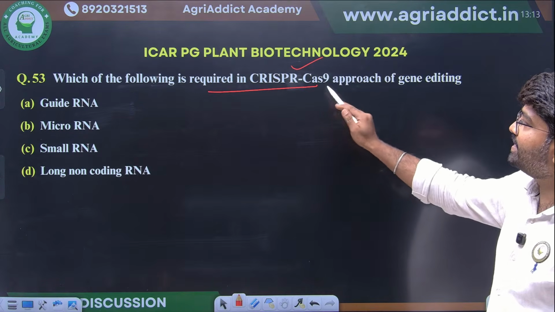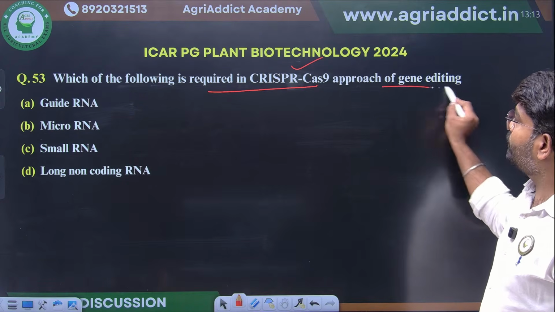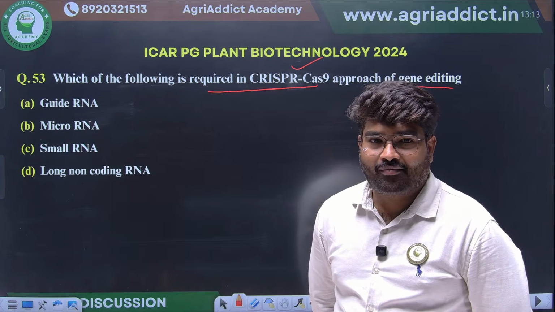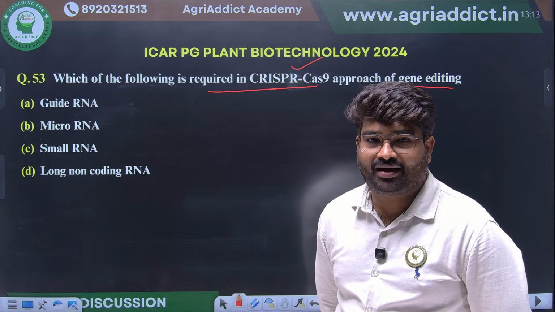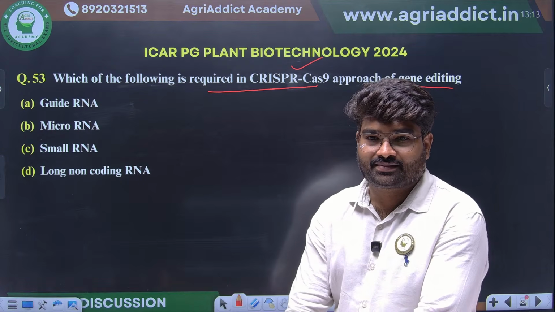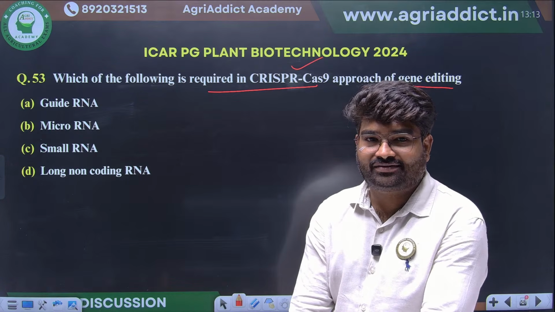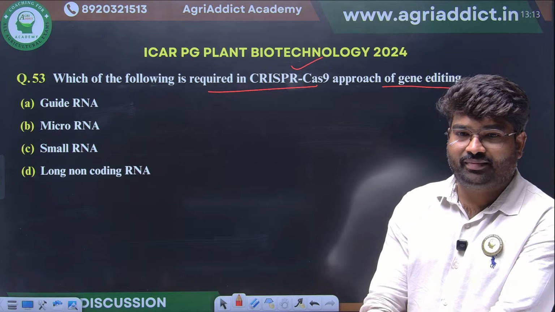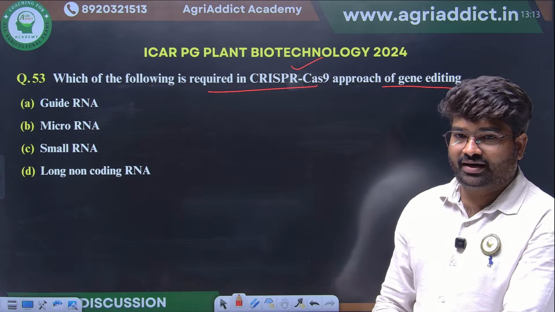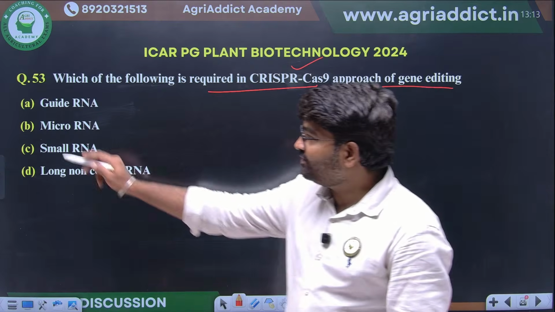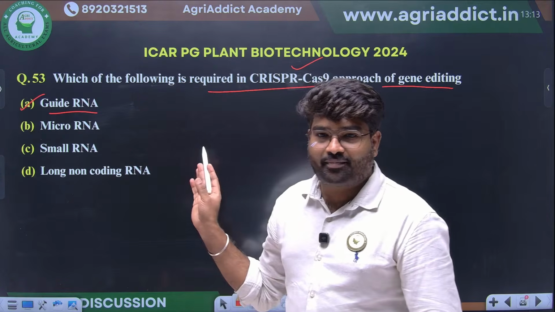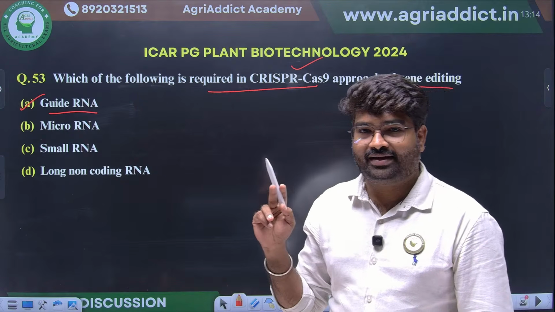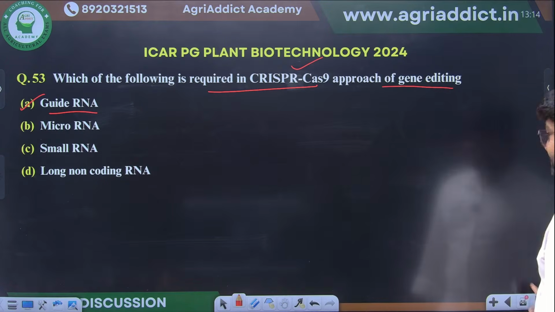Which of the following is required for the CRISPR-Cas approach of gene editing? Which is required? Guide RNA, microRNA, small RNA, long non-coding RNA. Which will be required, students? We already saw that in 2025 they asked the same question. This is a repeated question, so they are repeating questions also. Yes, guide RNA. Okay. Guide RNA is the right option.